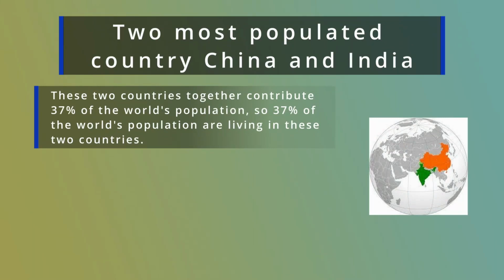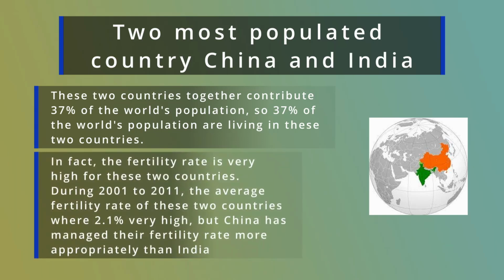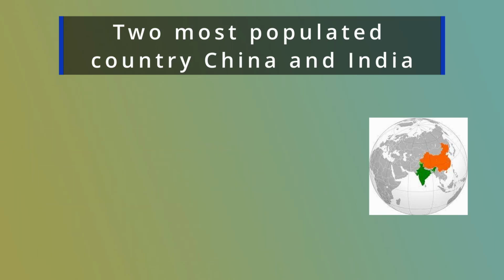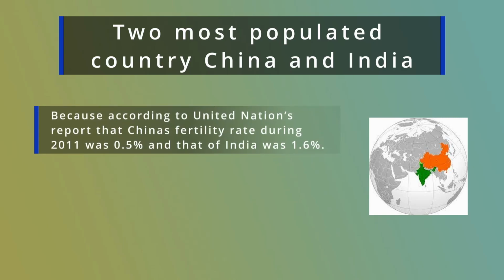Now we will discuss the experience of the two most populated countries of the world, China and India. These two countries together contribute 37% of the world's population. So 37% of the world's population are living in these two countries. In fact, the fertility rate is very high for these two countries. During 2001 to 2011, the average fertility rate of these two countries was 2.1%, very high. But China has managed its fertility rate more appropriately than India, because according to a United Nations report, China's fertility rate during 2011 was 0.5% and that of India's was 1.6%.